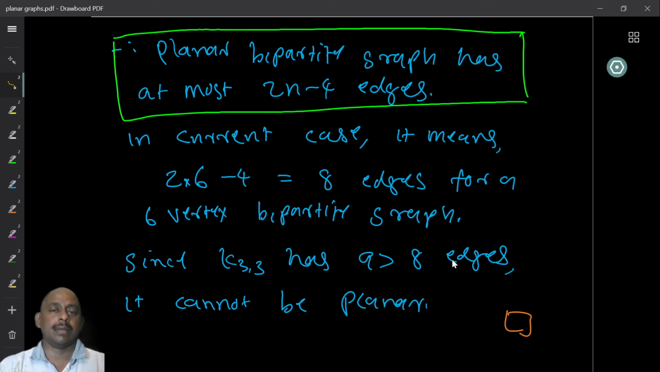So here is a result that you should remember. We proved one theorem in between. As part of the proof attempt, we proved another theorem, which is that a planar bipartite graph has at most 2n minus 4 edges. So keep that also in mind.